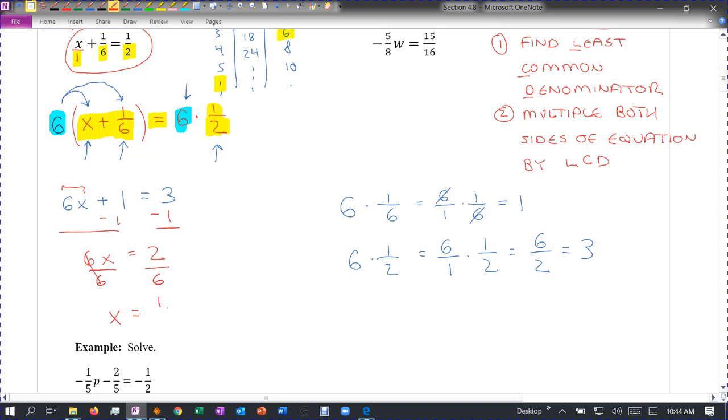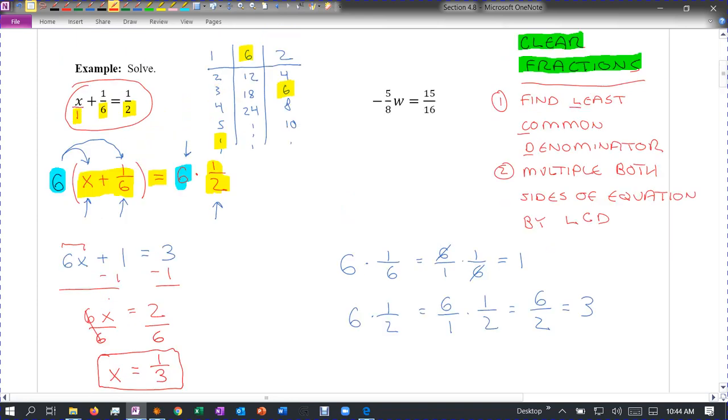2 goes into both of those. 2 goes into 2 once, and 2 goes into 6 3 times. So our answer is actually 1/3. Interesting. Very different than what we've done before. Okay, let's look at this next problem.